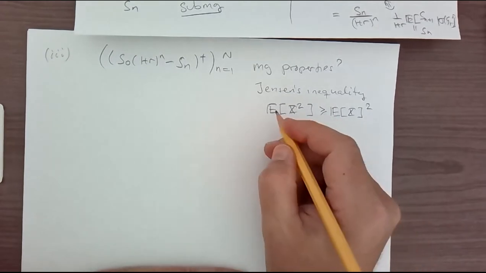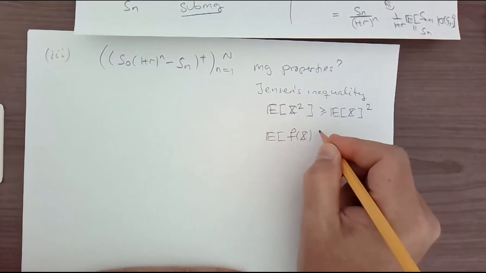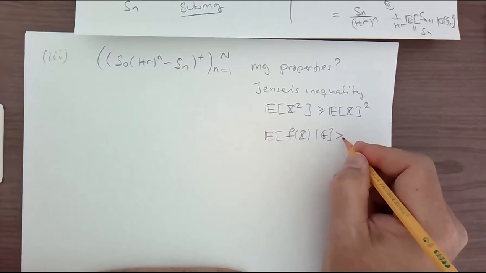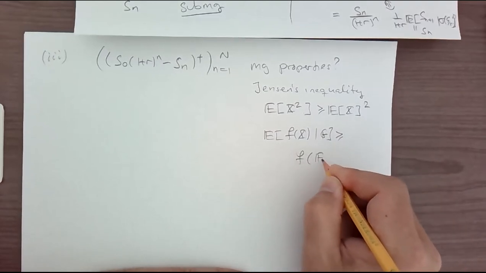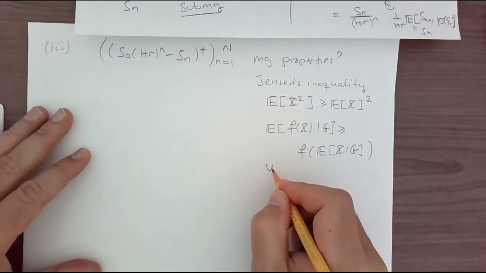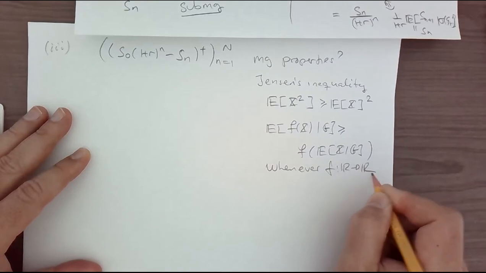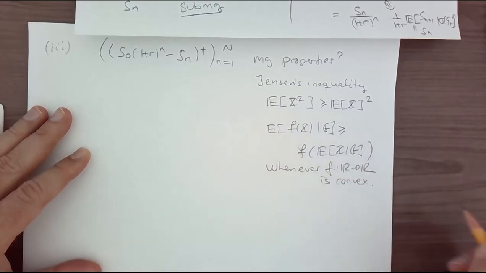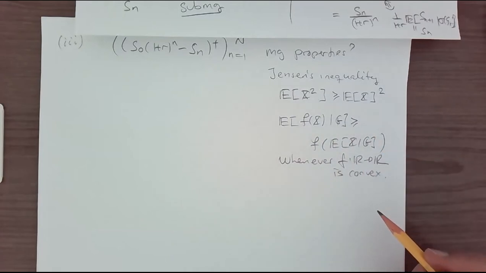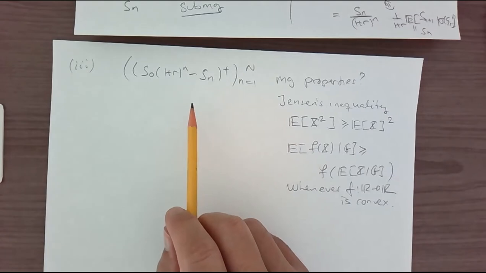You know it has to be like this, and so from there you're going to get that if I want to compute f of a function given something, let's call it g, if I pull it outside, I'm going to have that whenever f is convex. Right, that's Jensen's inequality for conditional expectations. And that's the one we're going to be using up here.